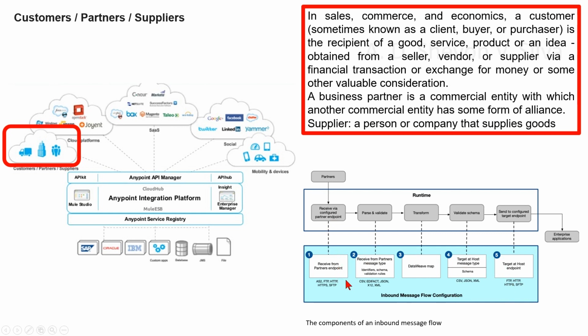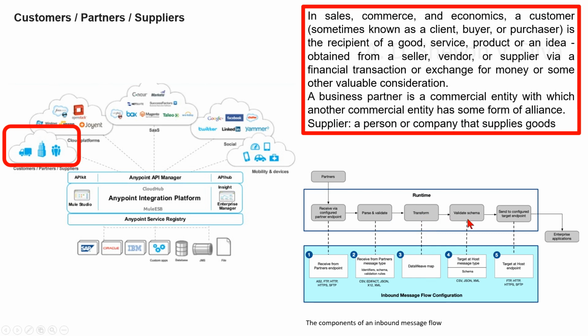Here the receive from the partner's endpoint: AS2, FTP, HTTP, HTTPS, and SFTP. Here received via configured partner endpoint is connected to parse and validate. It interacts with receive from partner message type, partner's message type, identifiers, schema, validation rules: CSV, EDIFACT, JSON, X12, and XML. Parse and validate is connected to transform. It interacts with data view map.